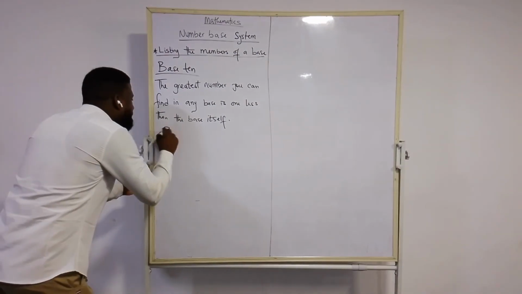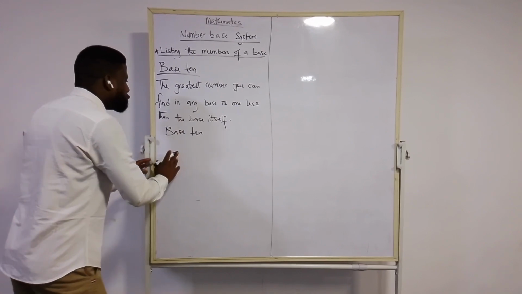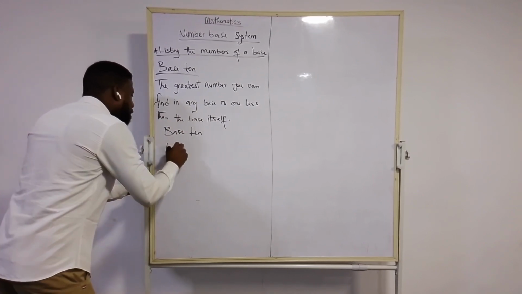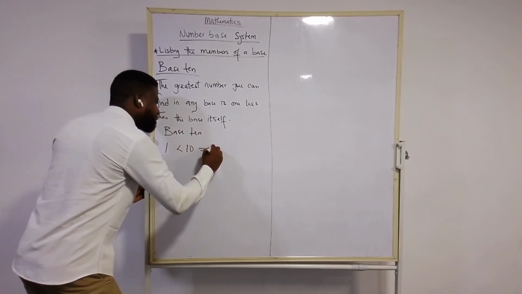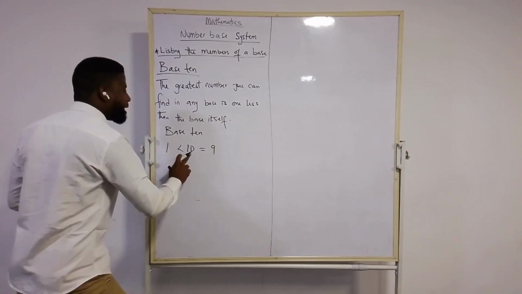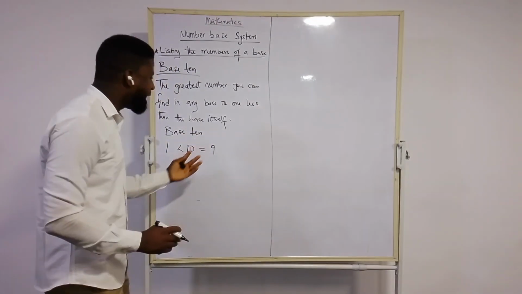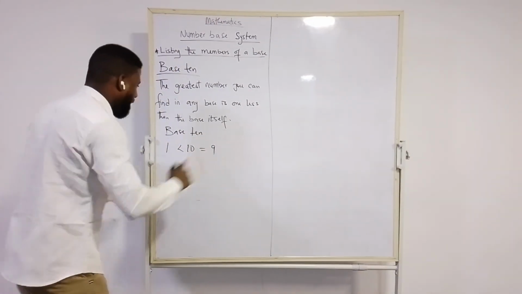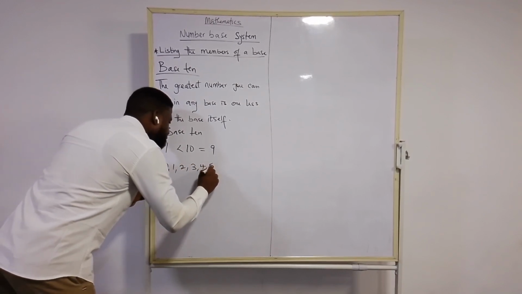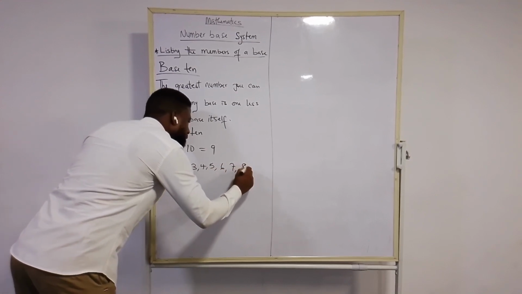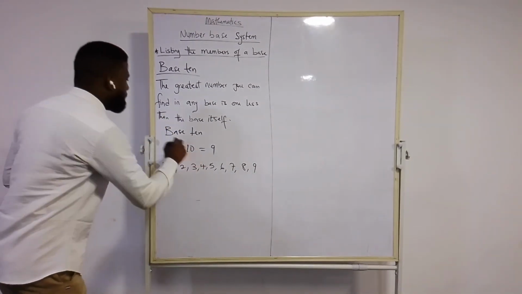So if we are looking at base 10, we know that the greatest number you can find in base 10 is 1 less than what? 10, which is the base. And 1 less than 10 is equal to what? 9. Now, if 1 less than 10 is equal to 9, it means the primary numbers in base 10 are the numbers from 0 to 9. That is 0, 1, 2, 3, 4, 5, 6, 7, 8, and 9. So 9 is the greatest number that you can find in base 10.